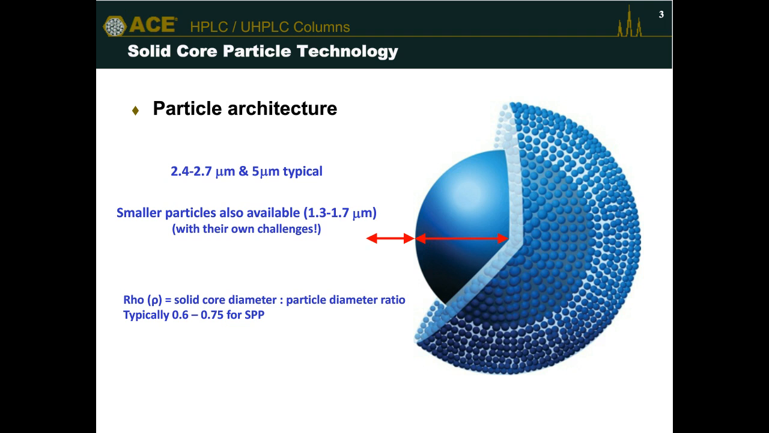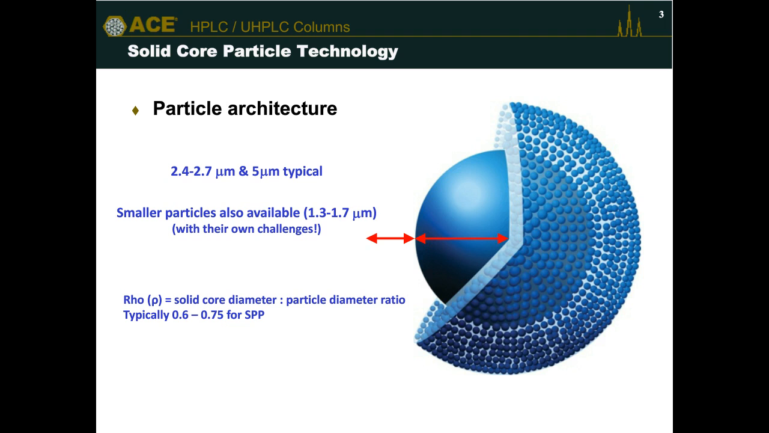The issue with having something that small is that you start to get higher back pressures. So the key advantage to using something 2.x is that you can run these on HPLC instrumentation without needing to invest in new technology. One thing to note really is the fact that these particles have a rho value.